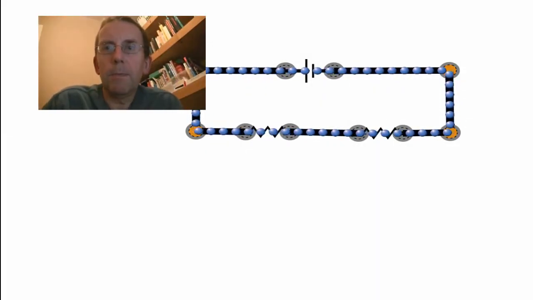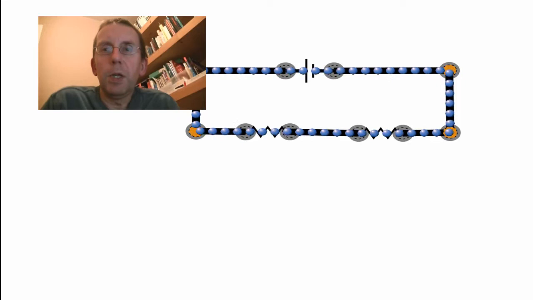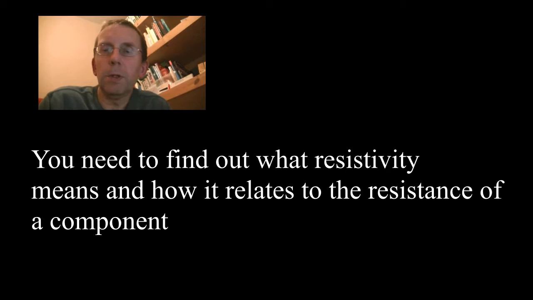Here you can see a simple circuit containing two resistors, where you can take measurements to determine the value of the resistance of each component, measured in ohms, where that resistance is a property of the particular component. In this video you're going to find out about a property of materials called resistivity, and how it relates to resistance of components.